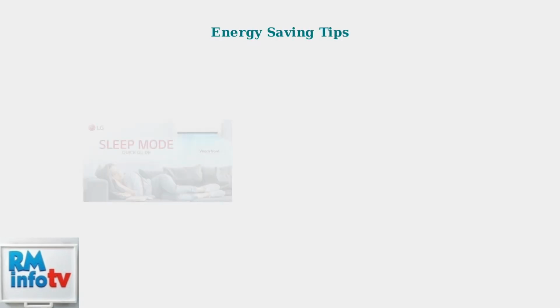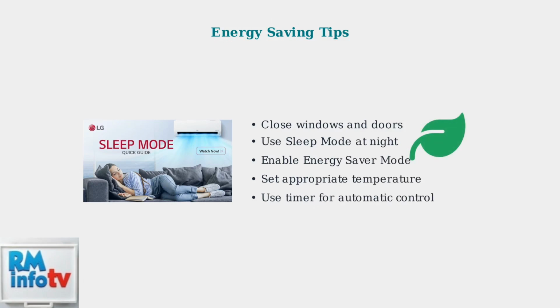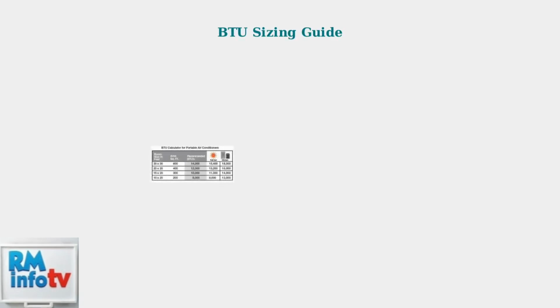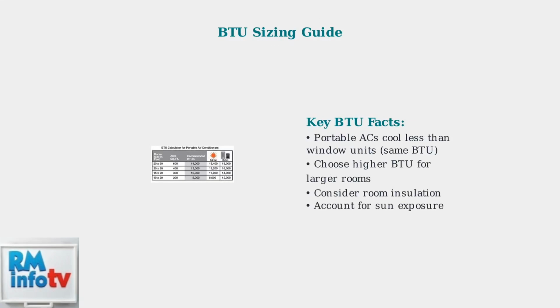To maximize energy efficiency, close all windows and doors while the AC is running. Use energy-saving modes like sleep mode for nighttime operation, which gradually adjusts temperature for comfort and efficiency. Remember that portable air conditioners generally provide less cooling than window units with the same BTU rating. Choose the appropriate BTU capacity for your room size to ensure efficient cooling performance.